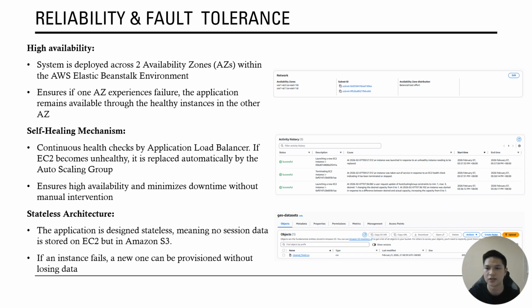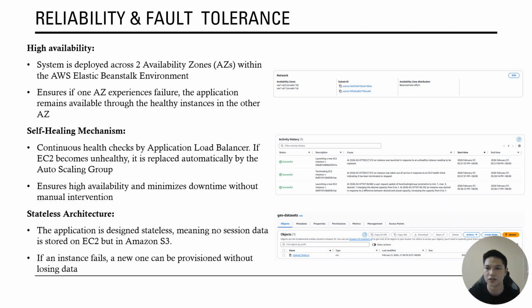Second, we rely on a self-healing mechanism. The application load balancer continuously checks instance health, and when an instance fails the health check, the auto-scaling group automatically removes it and launches a replacement, which is reflected in the activity history shown. This reduces the need for manual intervention and improves service continuity.